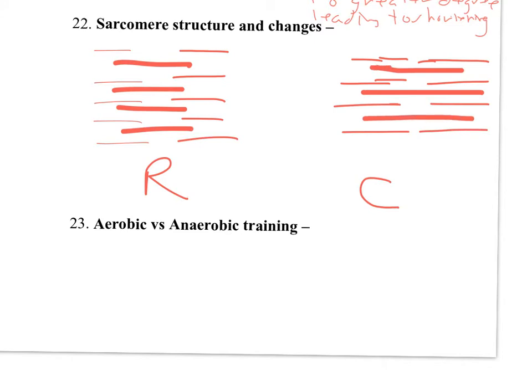All right, I don't know if I did a good job of that, but the idea between the relaxed and contracted state is the difference in the overlap. In the relaxed state, the overlap is minimal. Here, it's much greater in the contracted state.